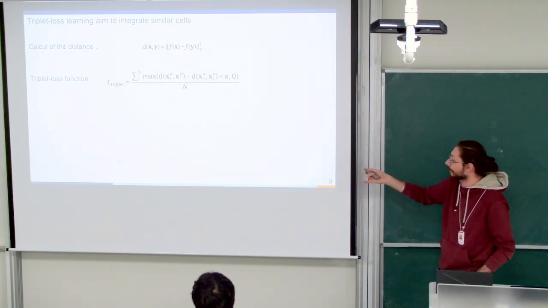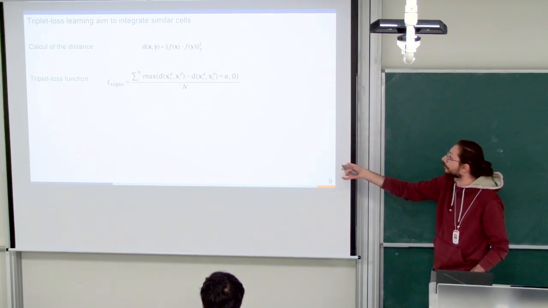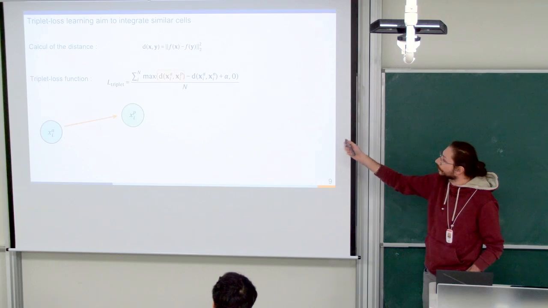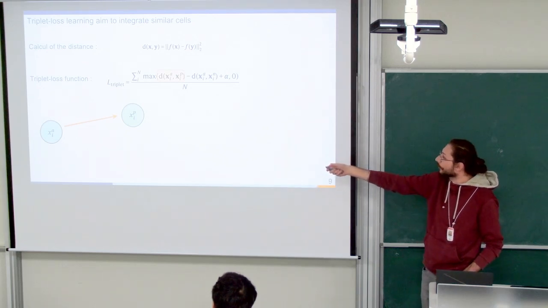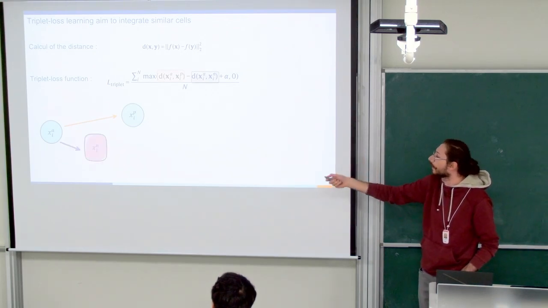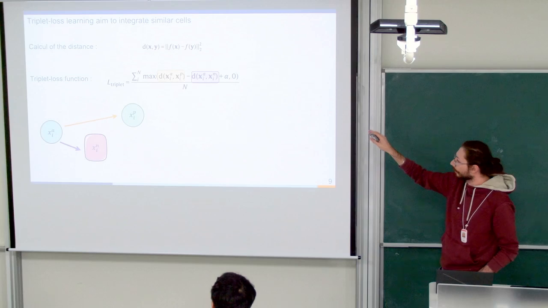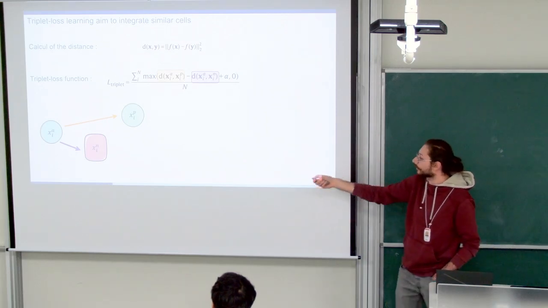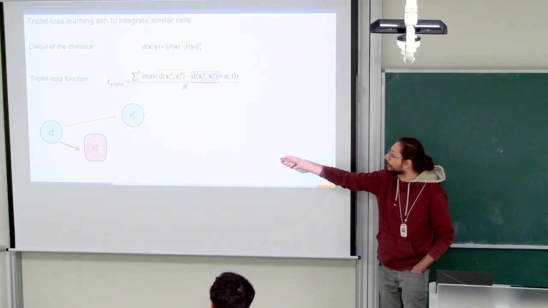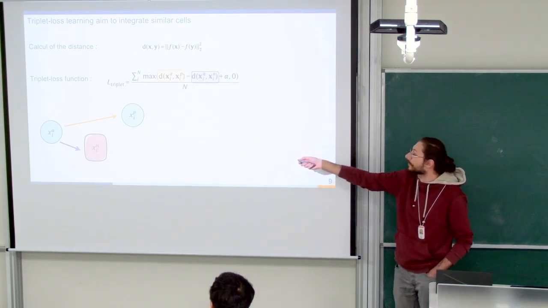So how does it learn similarities? This is the function of the triplet loss. We see first the distance between our anchor and the positive cell, and we compare it with the distance between our anchor and the negative cell. Let's say that at the beginning the distance between our anchor and the negative cell is very low compared to the distance between the anchor and the positive cell.